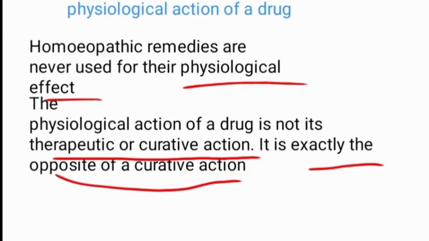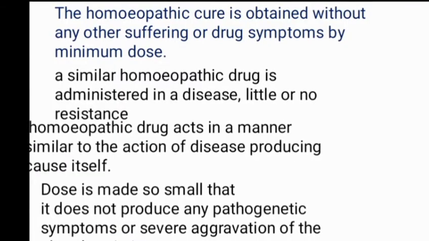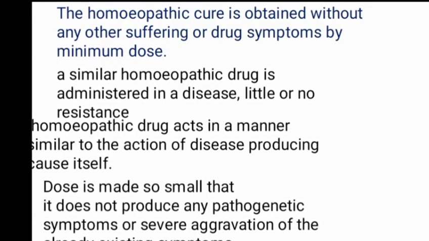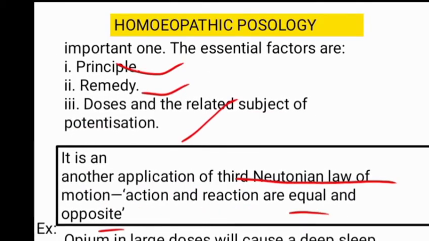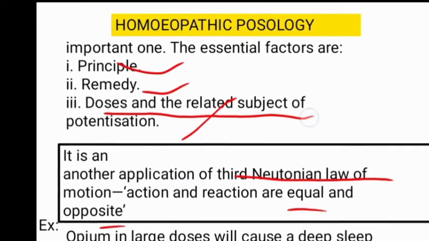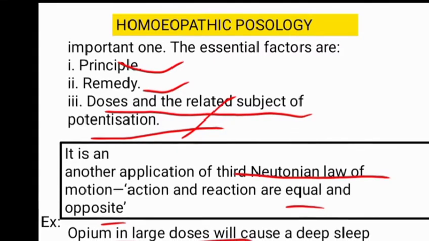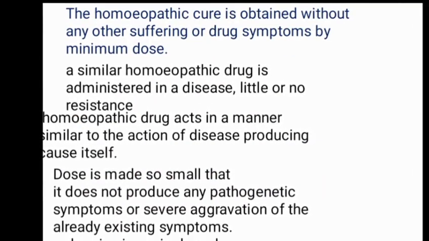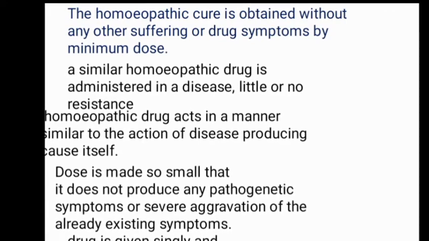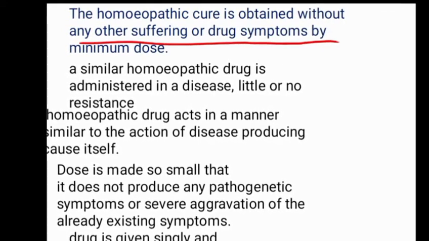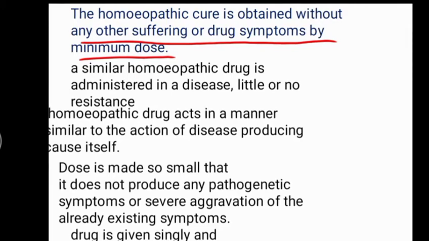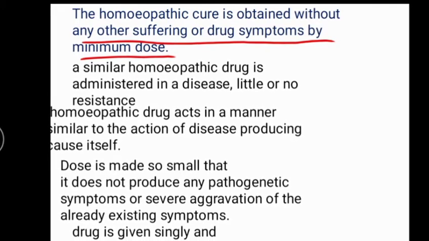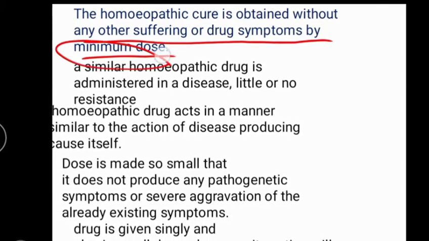Then the next thing: our remedy is complete. Now we go towards the doses and potentization. So what does it mean? When a homeopathic cure occurs, it is obtained without any other suffering or drug symptom, by a minimum dose. So the first thing we remember from this line is the minimum dose.